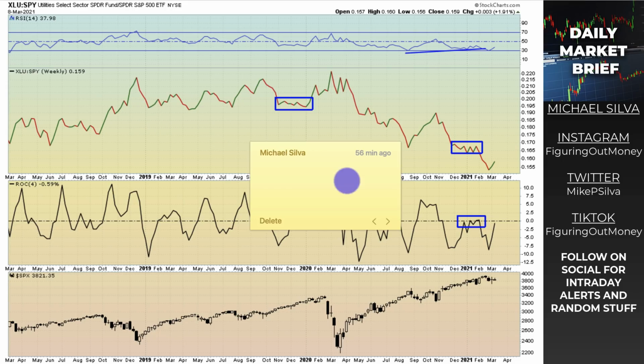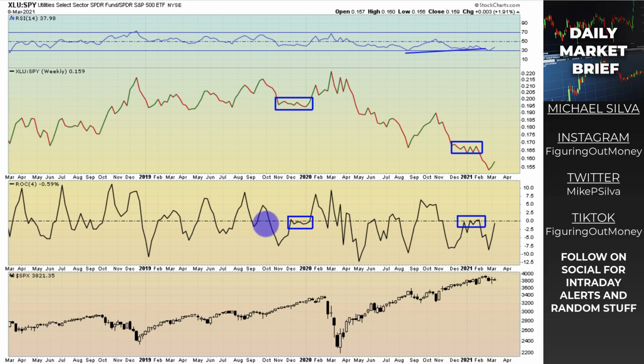Now, I want to point out right here, what is this? What is this note? I don't know what that was. That was weird. I don't know what that was.